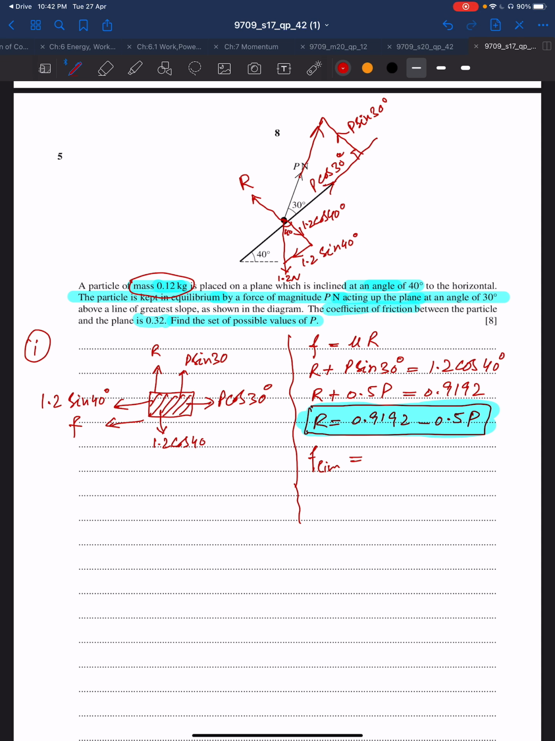So mu is 0.32 into 0.9192 minus 0.5 P. If you multiply inside, F limiting will be 0.294114 minus, let me calculate, 0.16 P. So you got the friction equal to this.